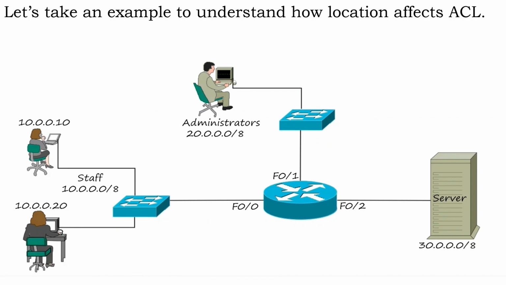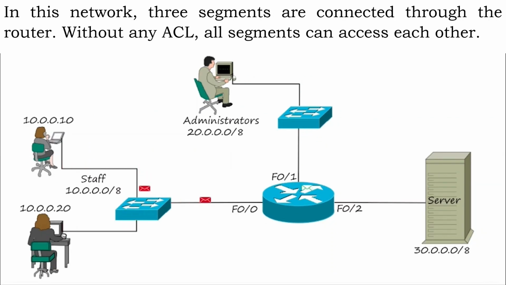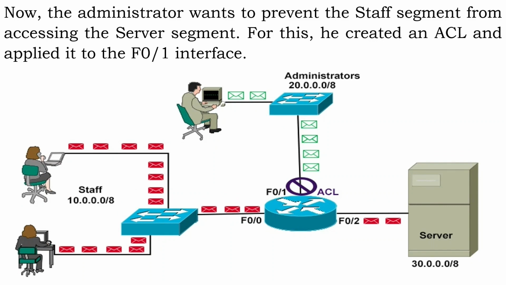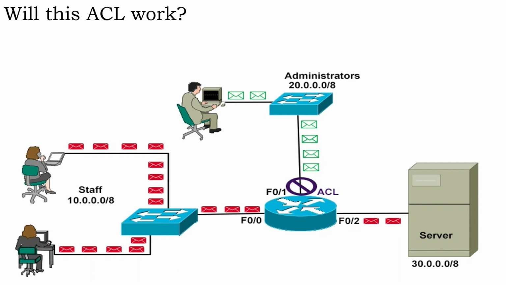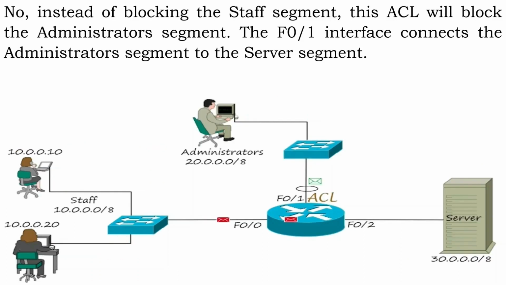Let's take an example to understand how location affects ACL. In this network, 3 segments are connected through the router. Without any ACL, all segments can access each other. Now, the administrator wants to prevent the staff segment from accessing the server segment. For this, he created an ACL and applied it to the F0/1 interface. Will this ACL work? No, instead of blocking the staff segment, this ACL will block the administrator's segment.